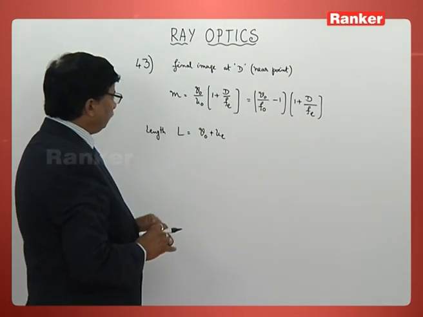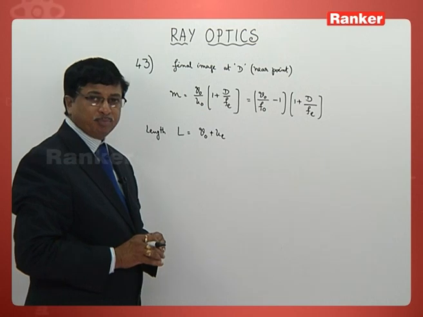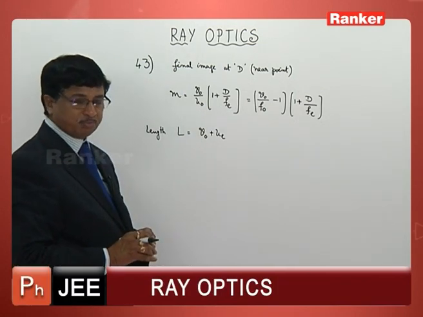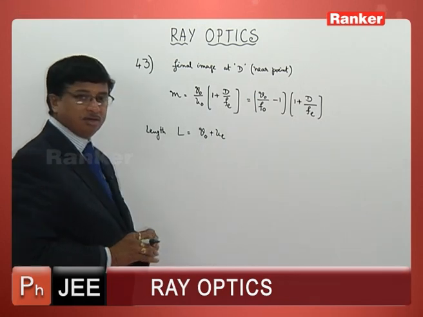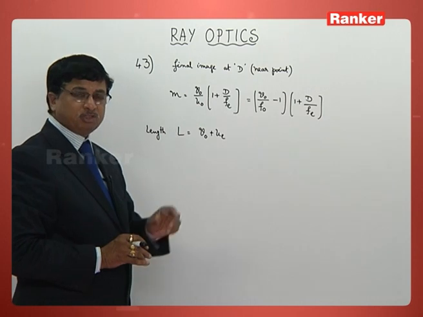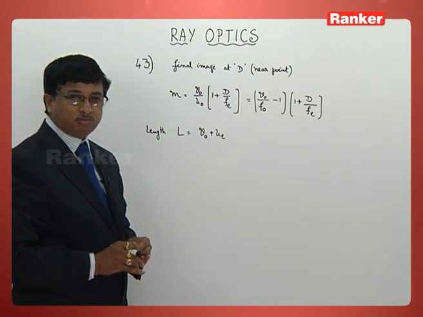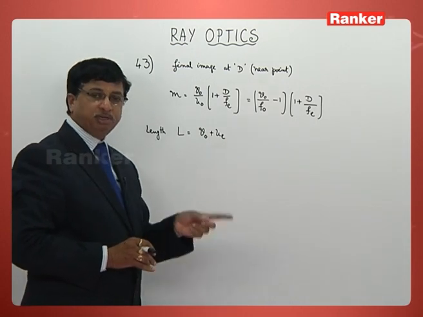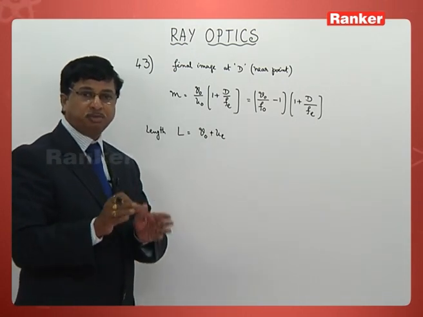And all of you should understand what this VO here is. It is the image distance with respect to the objective, and this one is the object distance with respect to the eyepiece. Which one will be an object for the eyepiece? The image formed by the objective behaves as an object for the eyepiece.